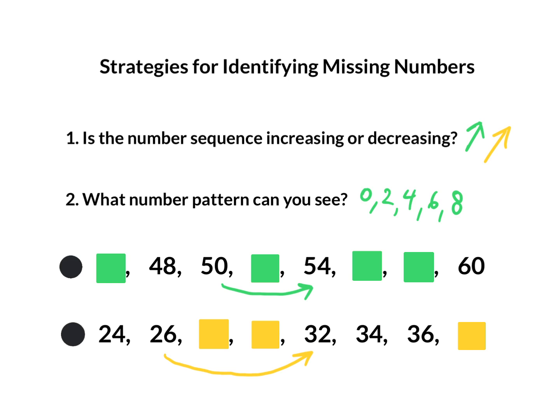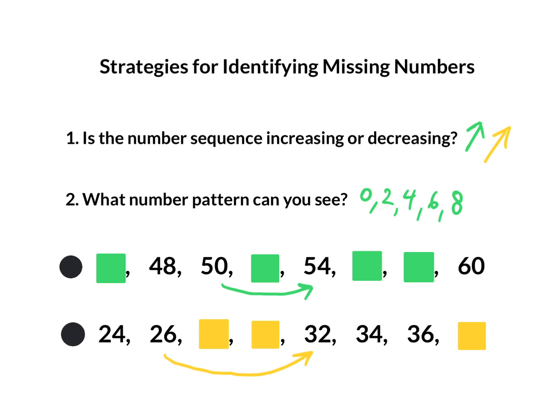The next two examples we can see are the green missing numbers and the yellow missing numbers. If we look at the green missing numbers, we can see that the number string has a missing number, 48, 50, a missing number, 54, a missing number, and then 60. If I look around my missing numbers, I can see the numbers 50 and 54. And I know 54 is 4 more than 50, so my number sequence is increasing. It's increasing in value each time. And from 48 to 50, there is an increase of 2. It's a plus 2, which gives me an indication that maybe my number pattern is increasing by 2's.